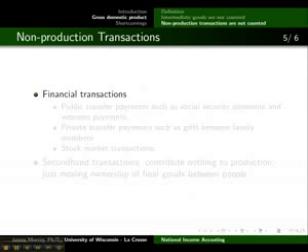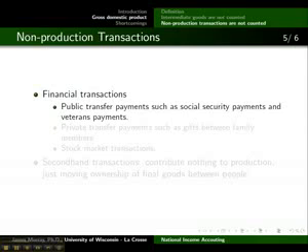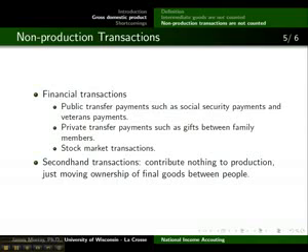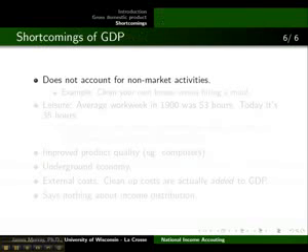Well, what's not counted? Financial transactions are not counted, such as public transfer payments, such as Social Security payments and veterans payments, private transfer payments, such as gifts between family members, and stock market transactions. All these financial transactions are not actually used to exchange goods and services, so they're not counted. Secondhand transactions are also not counted, as they contribute nothing to the production of final goods and services. They are simply moving ownership of final goods between people.